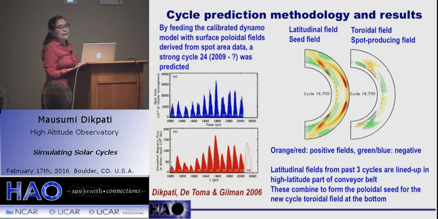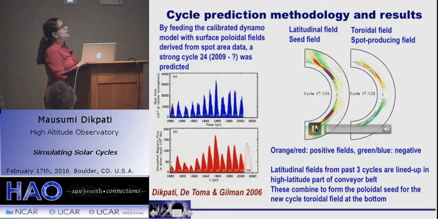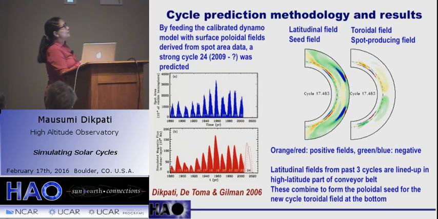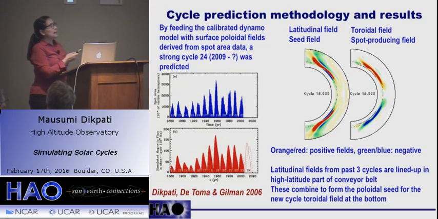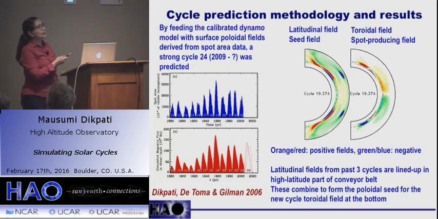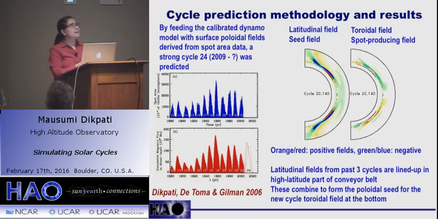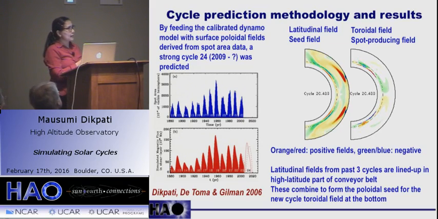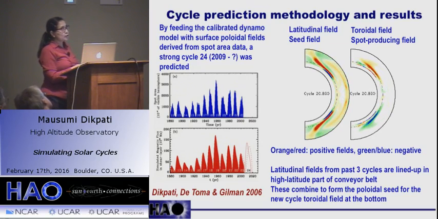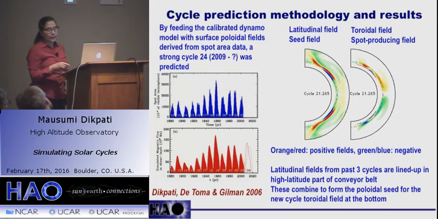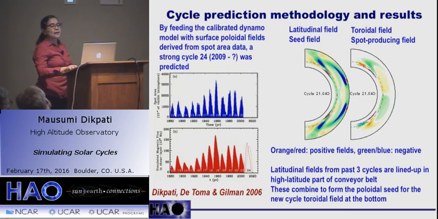Basically the model works in this way. The poloidal fields produced from the Babcock-Leighton effect come down to the bottom by the meridional circulation conveyor belt, and from the past 3 cycles the poloidal fields get lined up in the conveyor belt and combine to produce the seed for the next cycle, and that's how the strong cycle 24 was predicted. Also a delayed onset of cycle 24 was predicted from this scheme.